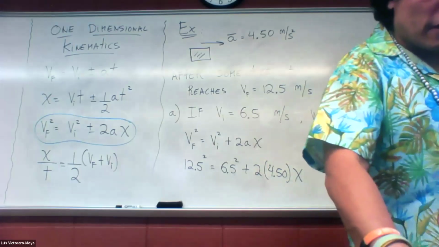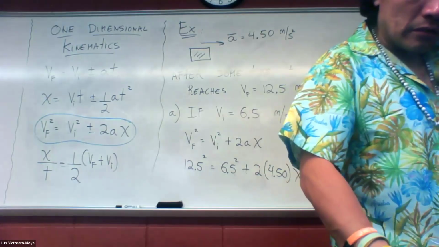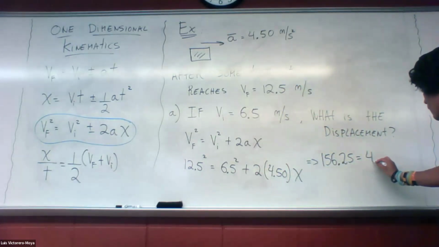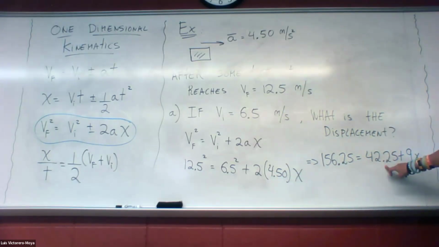That's 6.5 times 6.5. That's 42.25. Plus 2 times 4.50 is 9x. So this minus that, divided by 9, right?